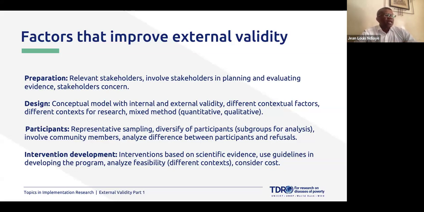The participants: using a representative sampling for the study participants, diversifying the study participants in order to have subgroups for analysis, involving as many community members as possible, identifying and describing the characteristics of the target population, comparing the participating population to the target population, and analyzing the difference between those two groups, but also between those who participate and those who refuse to participate in the study. Those are the factors that can really improve the external validity.